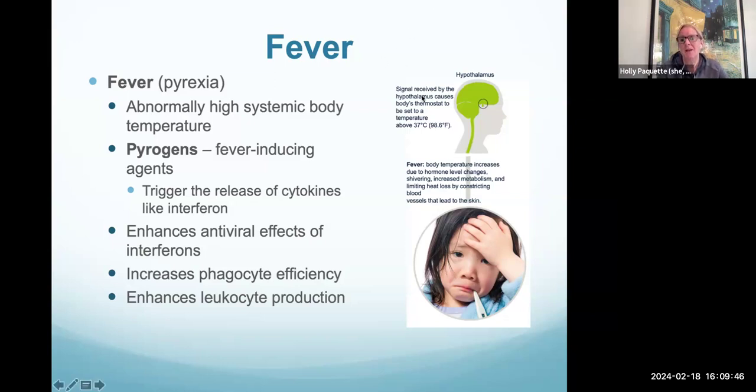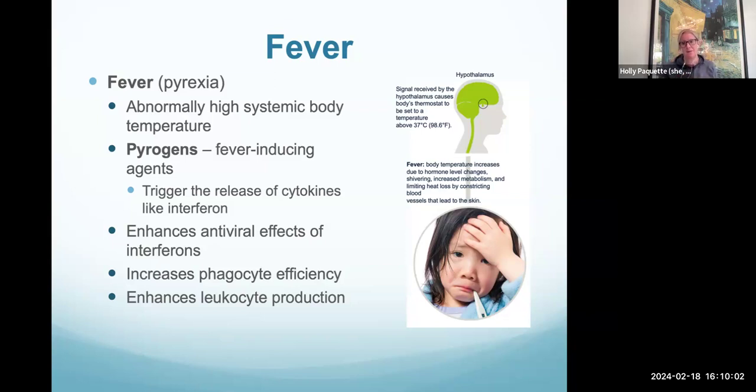So we often think about this then that it's a signal received by our hypothalamus in the brain, which is what sets our thermostat at our normal temperature of 37 degrees. And it will actually increase that to help our body fight off the infection.